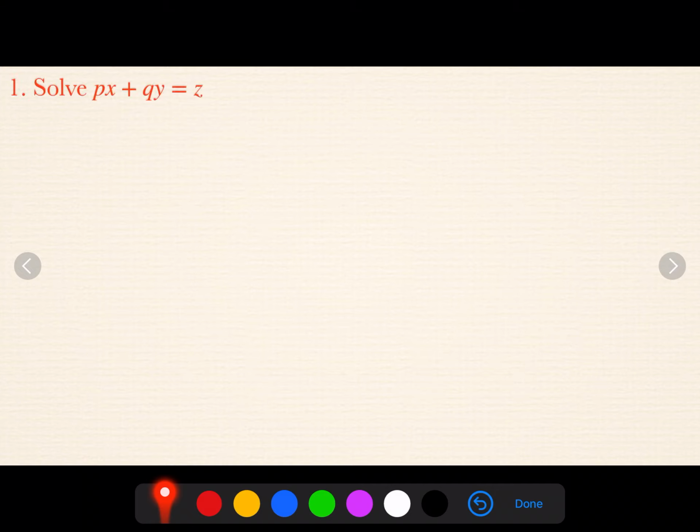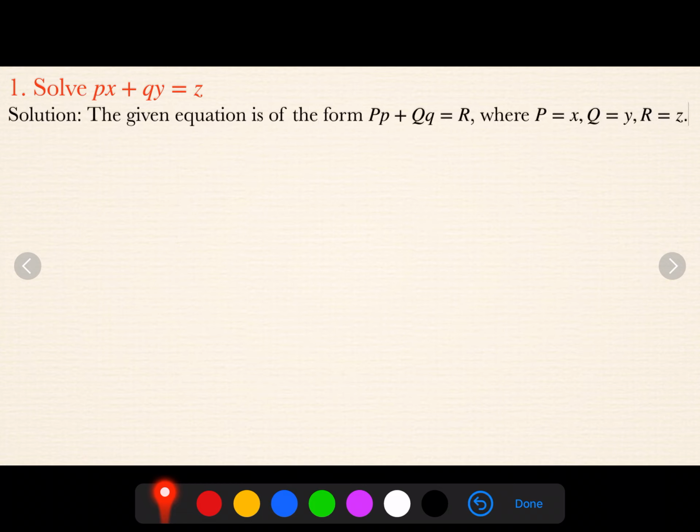The first problem is given by px + qy = z. Clearly it is of the form Pp + Qq = R, where P = x, Q = y and R = z. Always, the questions will start with just 'solve', that is, they may give a homogeneous, non-homogeneous or Lagrange's equation. So before you start finding the solution, first identify what type of equation it is. Whenever you find p and q, usually it will be Lagrange's equation.